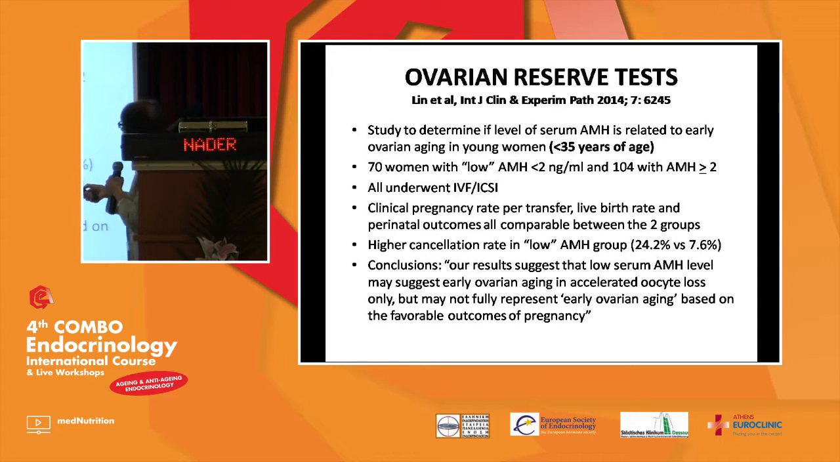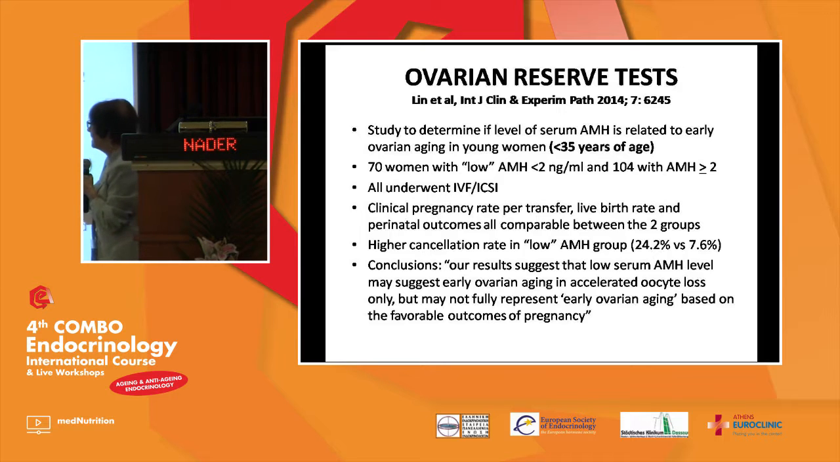This study by Lin et al. was to determine if the level of serum AMH is related to early ovarian aging in young women, less than the age of 35. What does it mean if you have a low AMH at age 30? So they took 70 women with what they called a low AMH, which in their study they defined as less than 2, and 104 with AMH greater than 2, to see if they performed differently. And remember, all of them were less than 35 years of age.